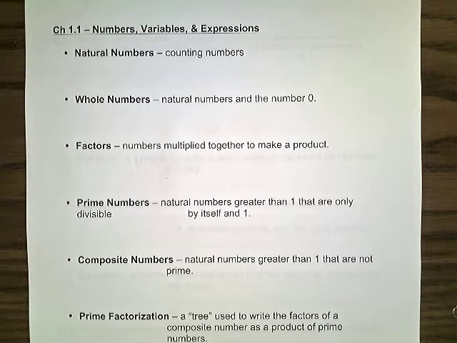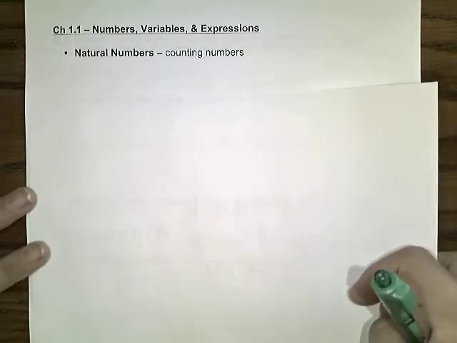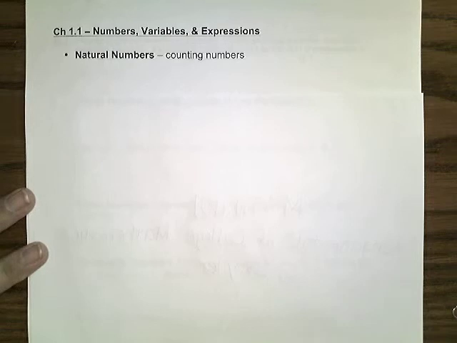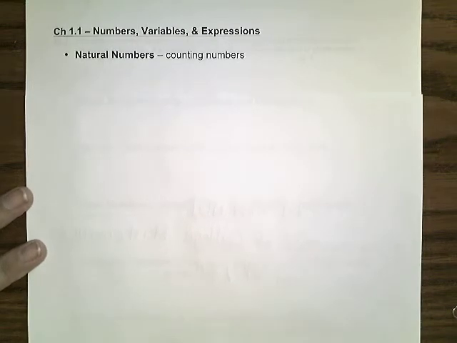So we're going to just start with section 1.1, talking about numbers, variables, and expressions. And the very first thing that we need to know is natural numbers. Natural numbers are also known as counting numbers. And so when you think about that, well, counting numbers, what does that mean?